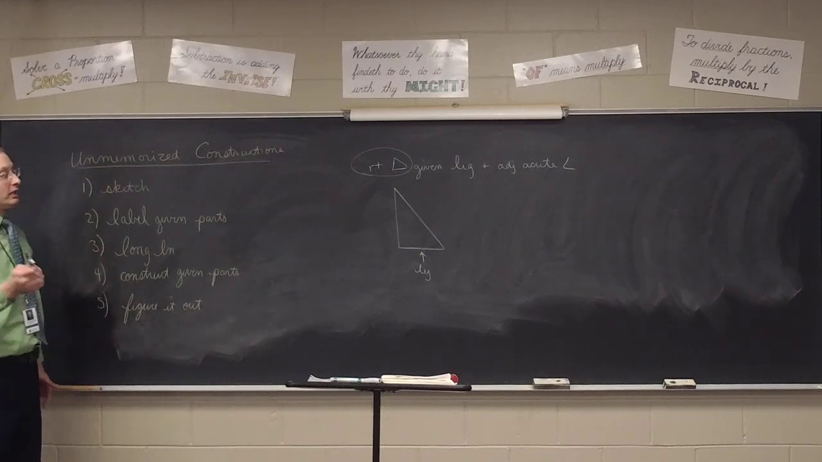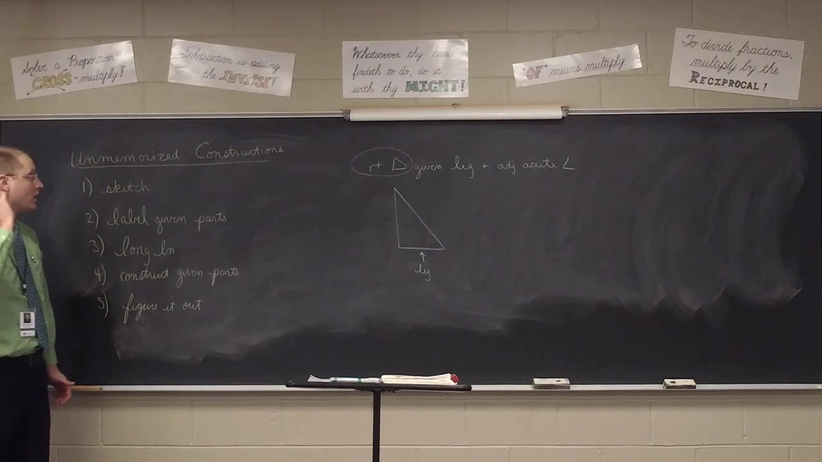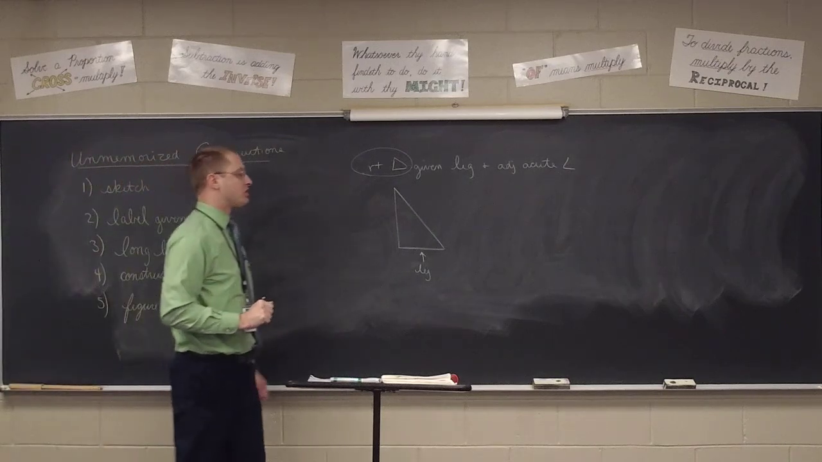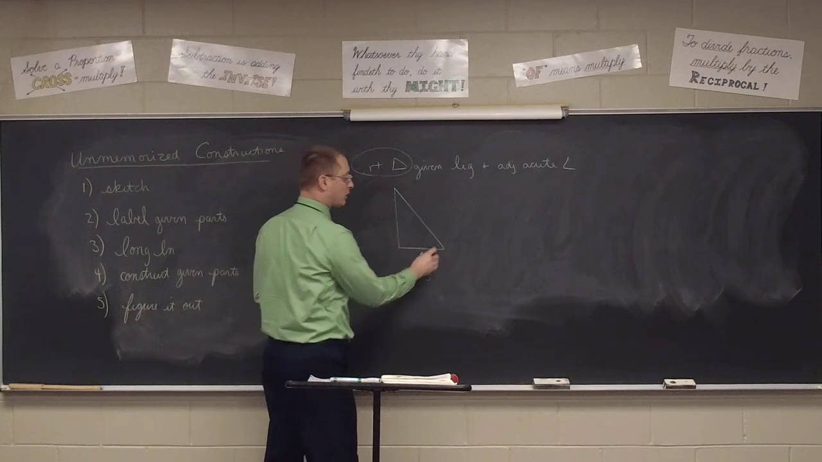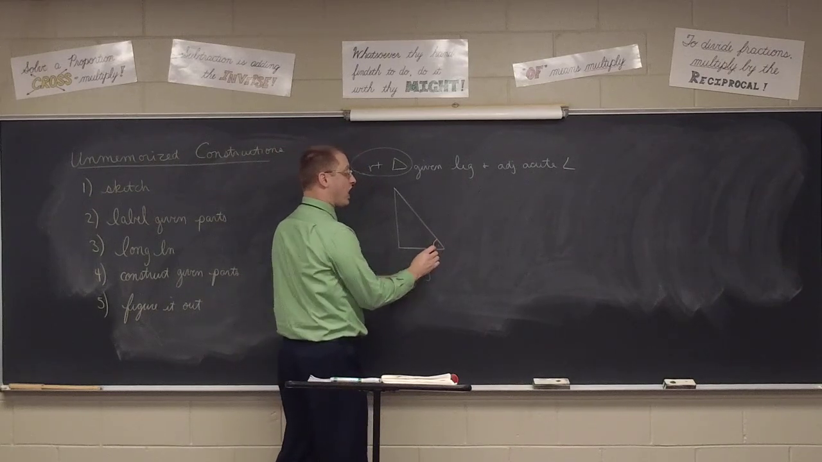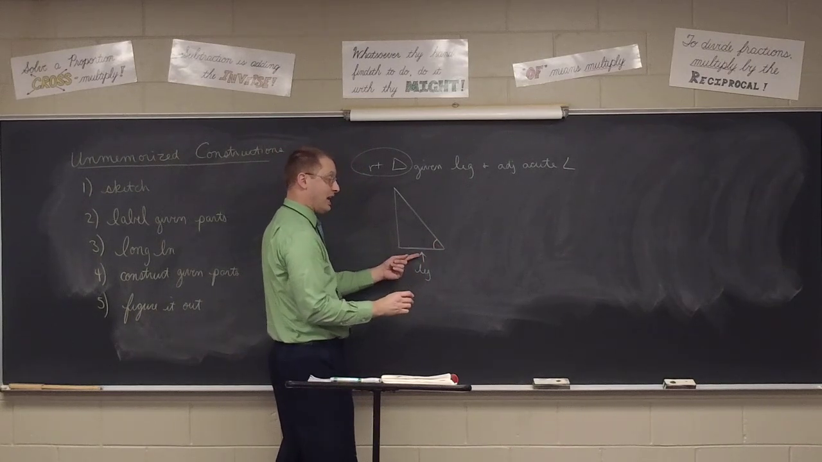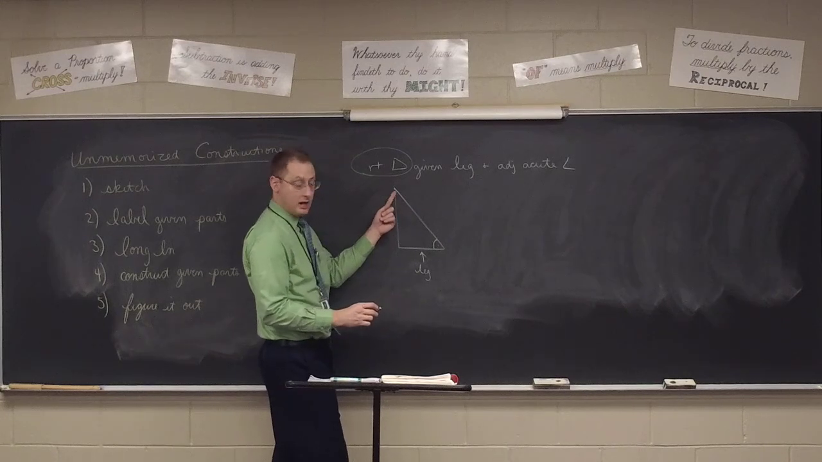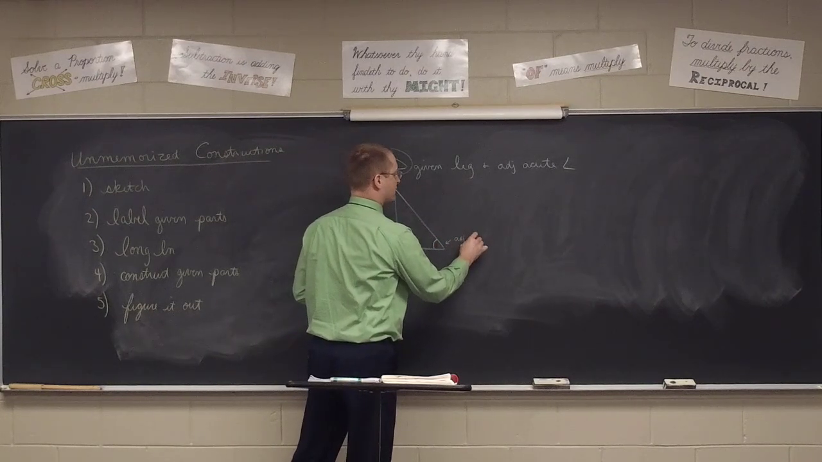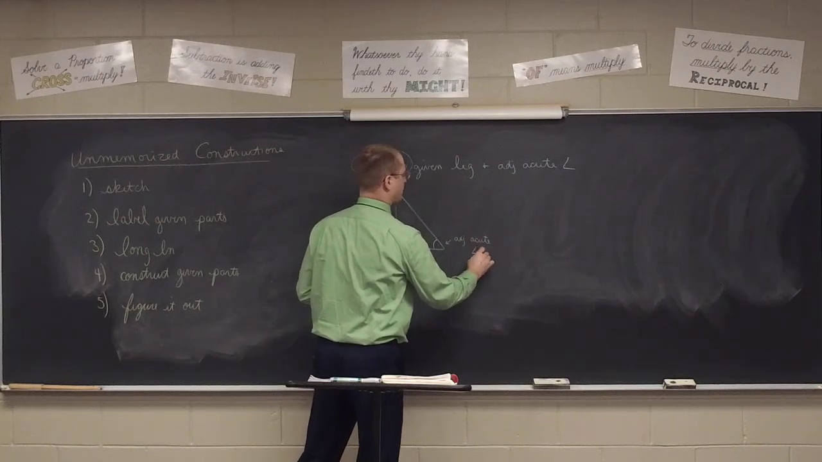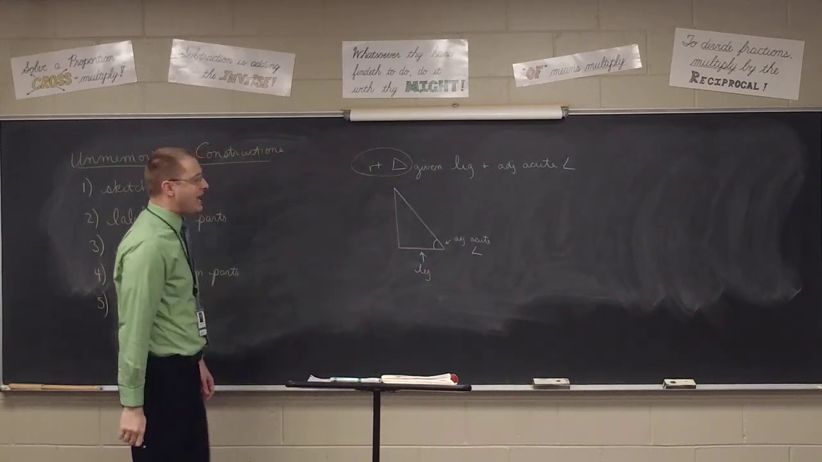What else am I clearly given, class? Adjacent acute angle. Which one's the adjacent acute angle? This one up here or the one down here at the bottom? Clearly the one down here at the bottom is adjacent to this leg. This would be the opposite acute angle. This would be the adjacent acute angle. So label this as adjacent acute angle. That's something else I'm given.